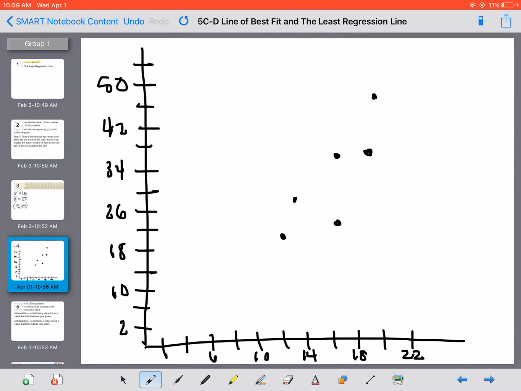(11, 18), (10, 15), (20, 50), whoops, (17, 33), (15, 22), and the last one is (13, 20).